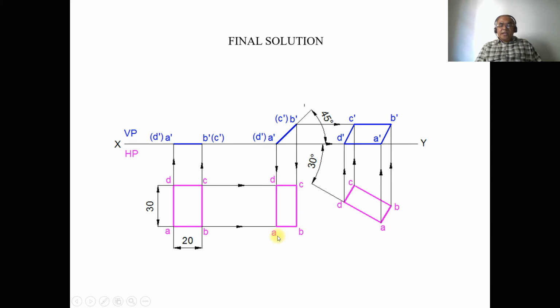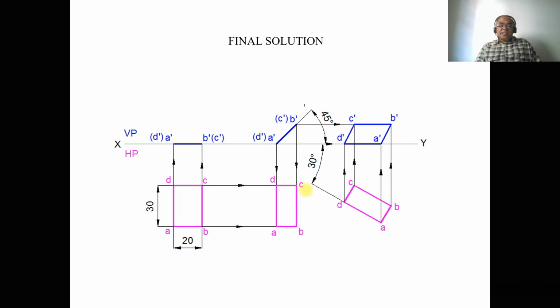Then join A to B with a dark line, B to C with a dark line, C to D with a dark line and D to A with a dark line, so that it becomes the actual top view. This will not be in the true shape, which I have already explained in our analysis. Now, as we see, the edge which is resting on HP is inclined to VP at 30 degrees. So we know why we have to take the true inclination, which has also been explained.